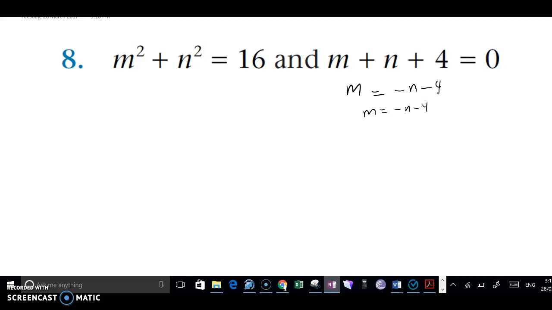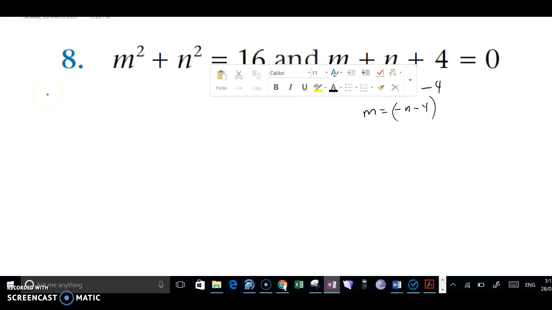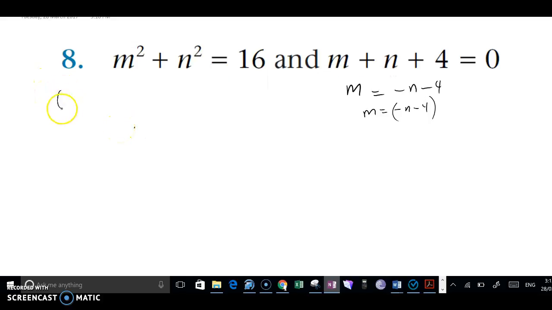Okay, so now I'm going to take this thing, that is m, and I'm going to replace it with the m over here. So I can go, m is this, negative n minus 4, but it's squared, plus n squared equals 16. Yeah? You all right with that? Is that neat enough? Can you read it? And right, because that's my m.